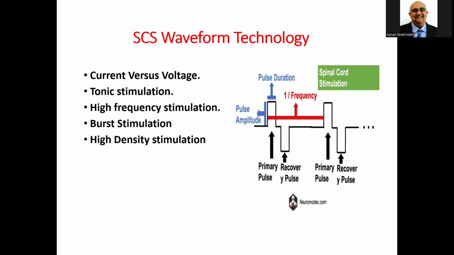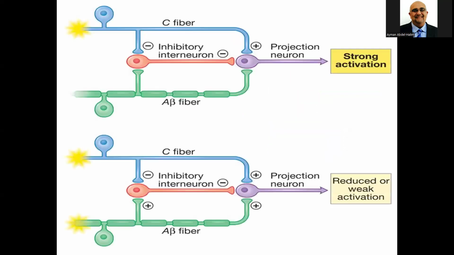So before you start placing a spinal cord stimulator, you have to talk to the rep and understand exactly the kind of stimulation this dorsal column is providing. Is it current versus voltage? Is it tonic? Is it high frequency? Is it burst? Is it high density? This is very important in your judgment, which one will be the best for your patient.